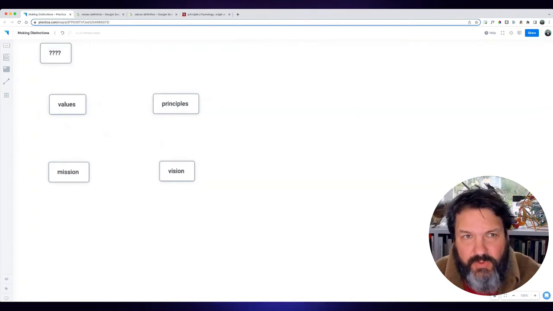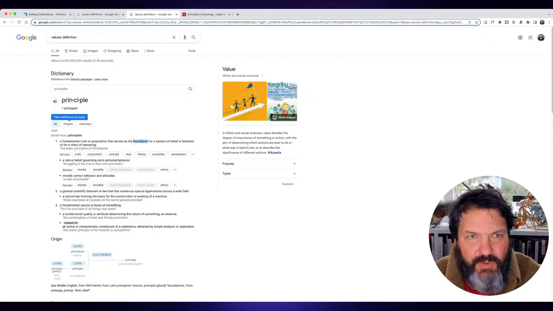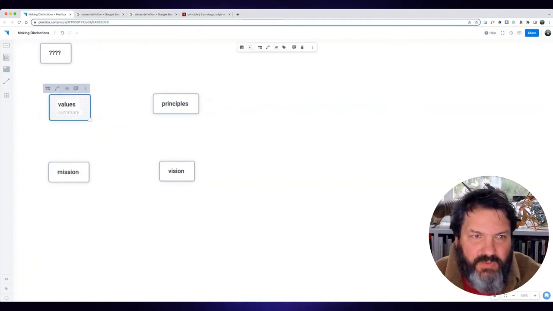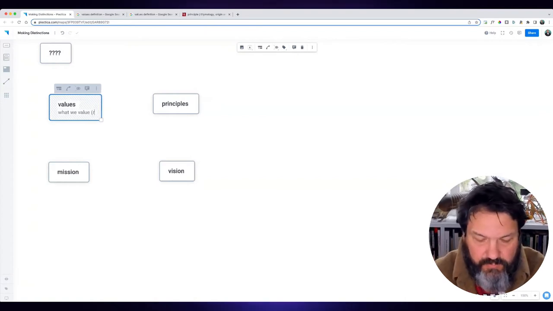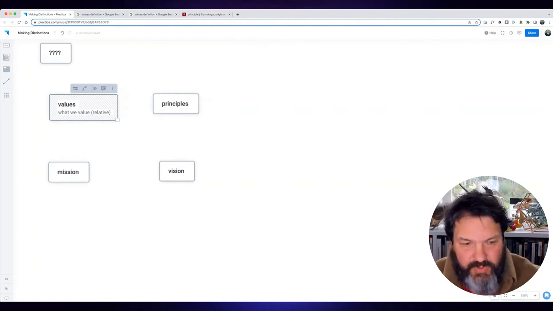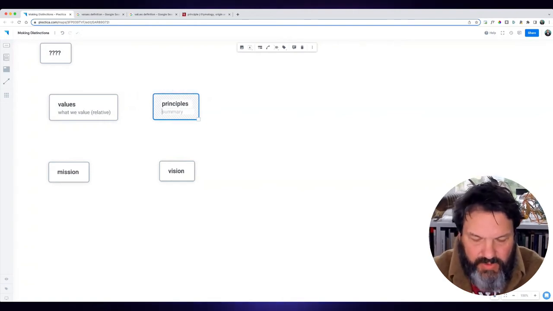One thing I do is go to the dictionary. You can look up the dictionary definition of values and the definition of principle. You can also go to the etymology of the word. That's a great place to go. What we see for values and principles is that values is about what we value, so this is pretty relative to the person doing the valuing. It's simply the act of valuing that creates values. And principles, believe it or not, has to do with foundations, or the thing that comes first.